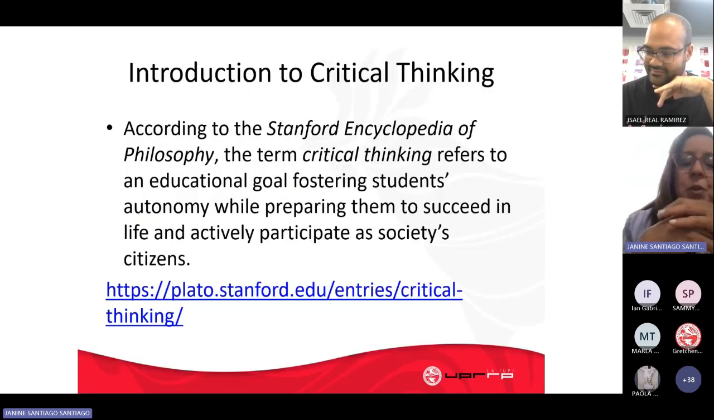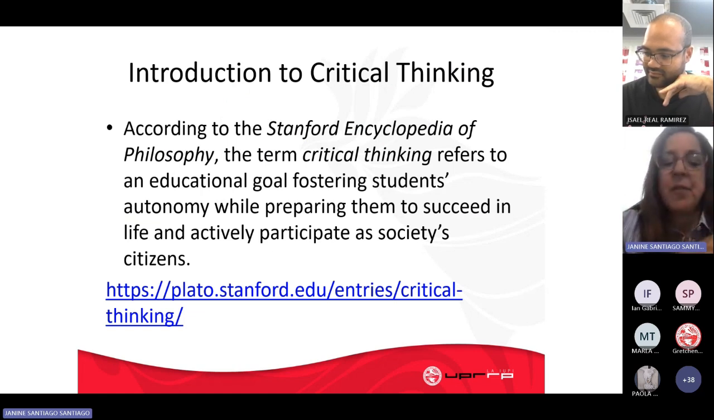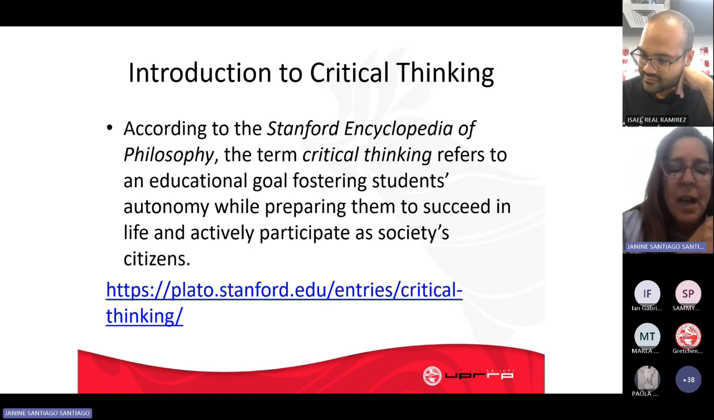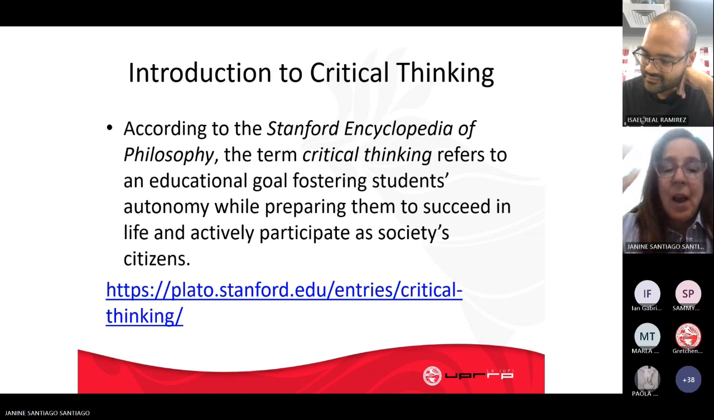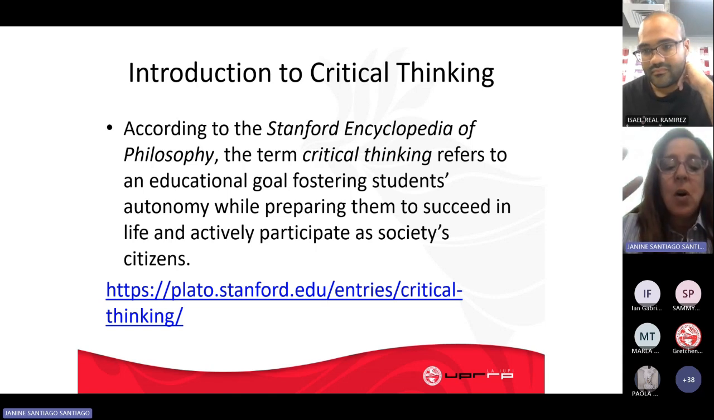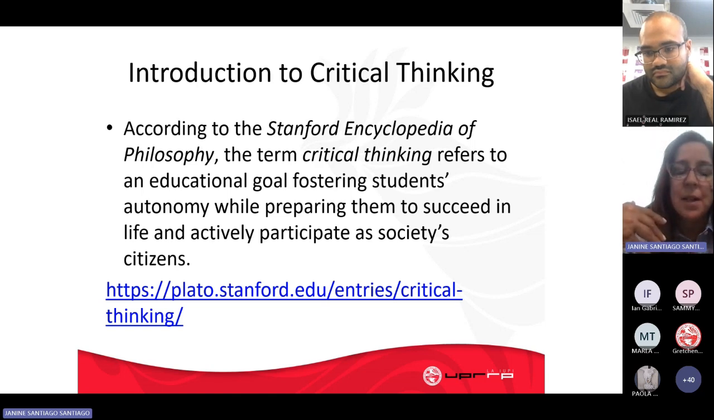Since I want you to move into a more academic environment, I also wanted to provide a definition according to the Stanford Encyclopedia of Philosophy. For the Stanford Encyclopedia of Philosophy, the term critical thinking refers to an educational goal. In the case of the university, critical thinking is integrated in the Spanish and English classes with the educational goal of preparing students for autonomy. We have talked about that in class. And why is it so important to have student autonomy?